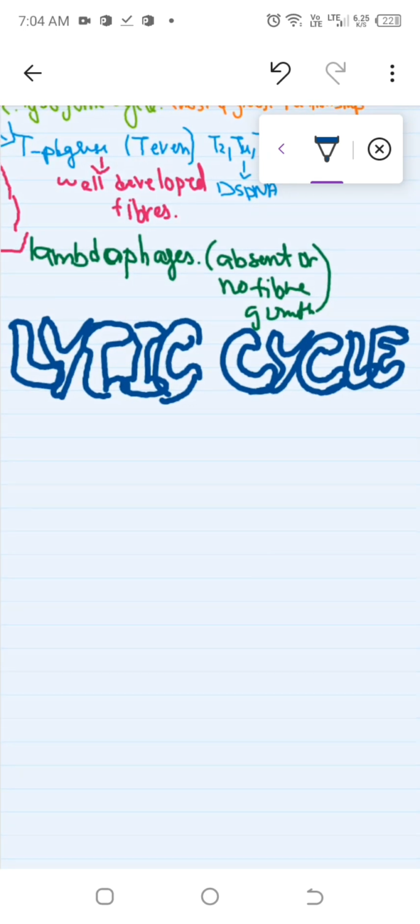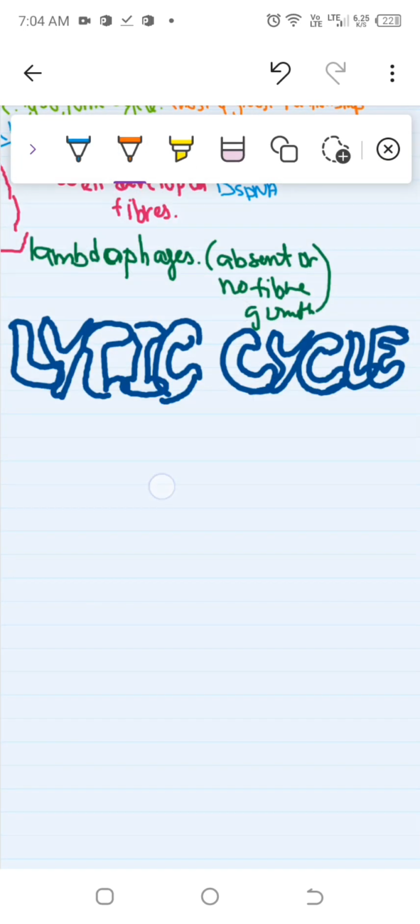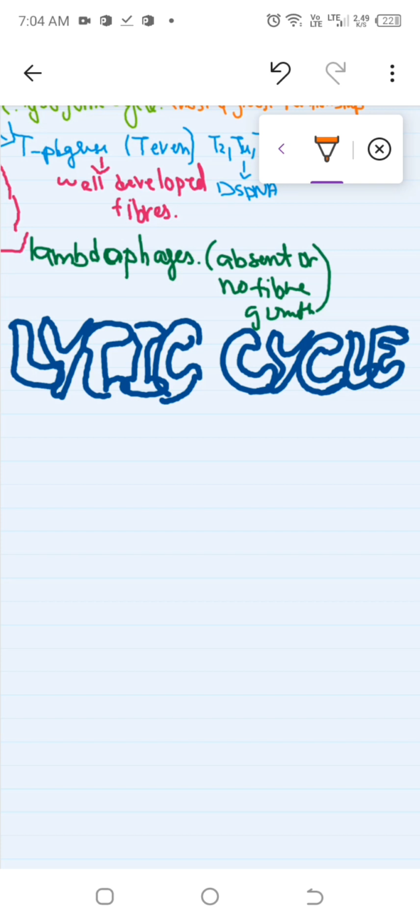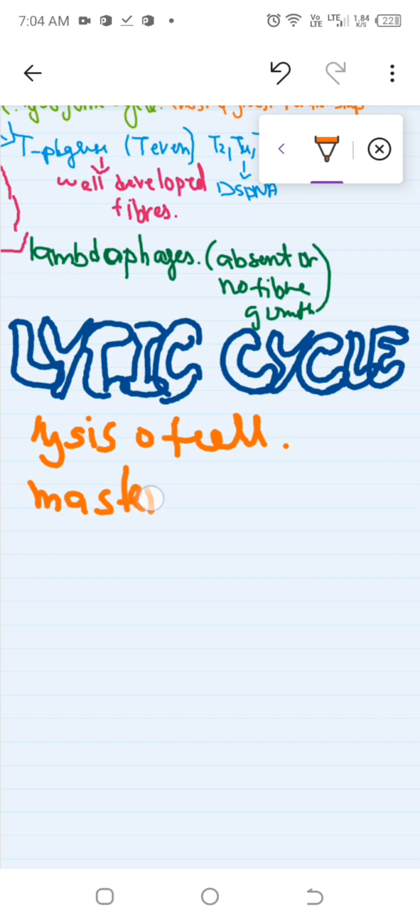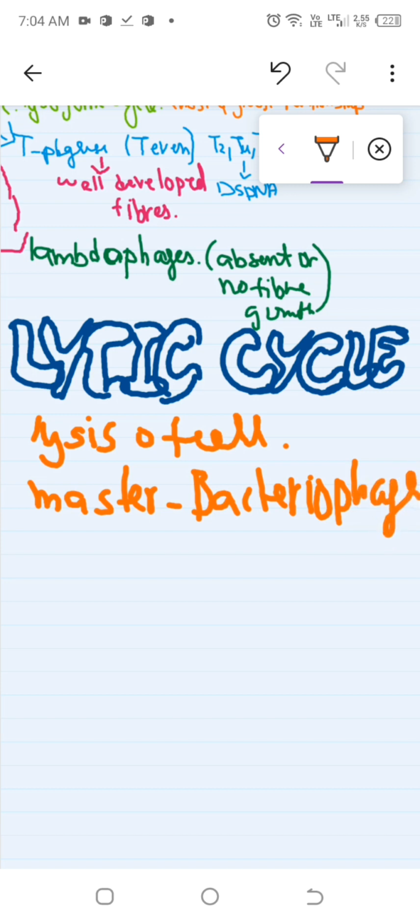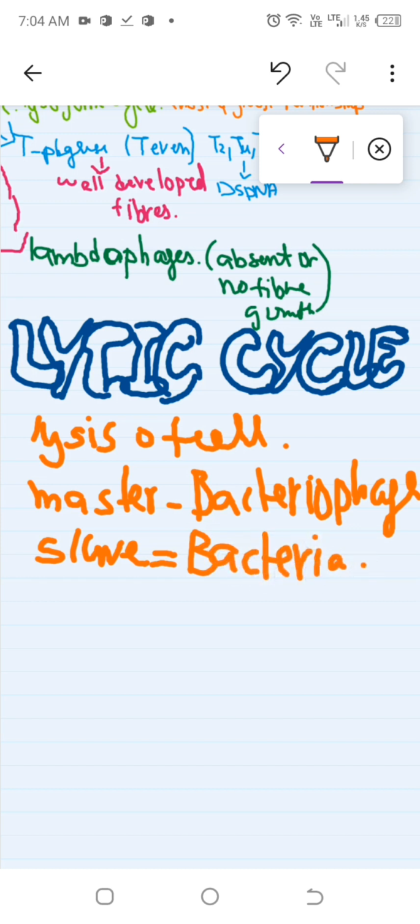So we are going to discuss the lytic cycle. This cycle involves the lysis of the cell, or killing it. It is also known as the master and slave cycle. Why? The master is the bacteriophage, and the slave is the bacteria. This is why it is known as the master and slave cycle.